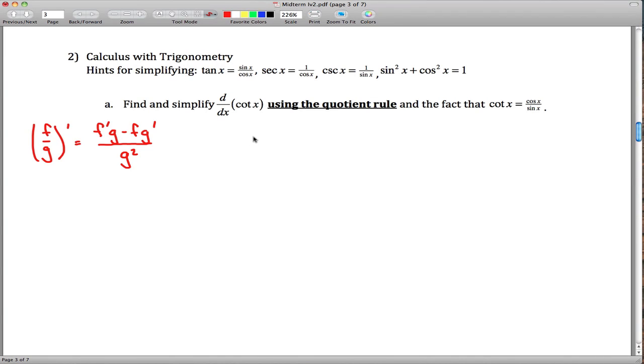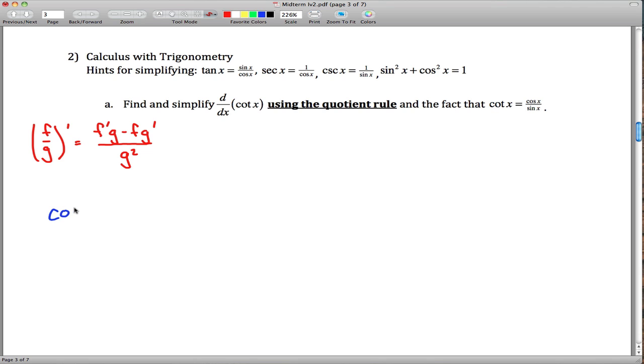Alright, this is midterm solutions green test problem 2. What we're doing here is coming up with the derivative of cotangent using the quotient rule. We know that cotangent is cosine over sine. So using the quotient rule, our top function is cosine, our bottom function is sine. Here's the quotient rule over here.